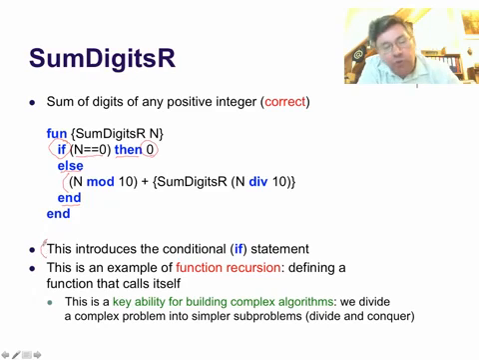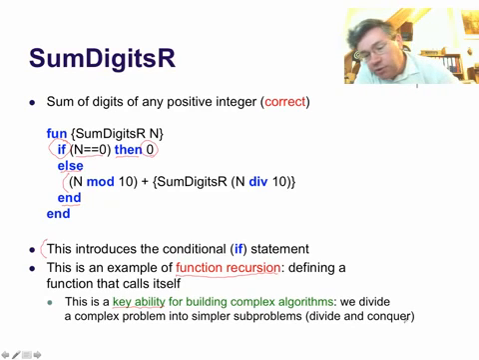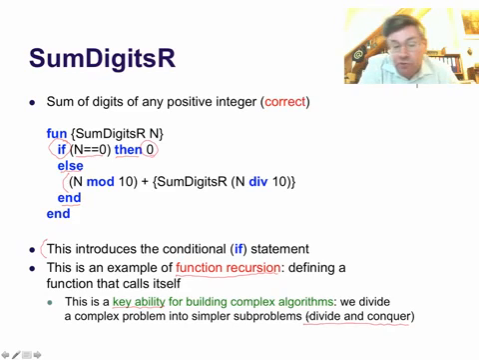So recursion with the conditional statement is enough. We now are able to calculate a complex function by going to smaller functions, and now we know how to stop. So this is function recursion. Function recursion is a very important concept. It's a key ability for building complex algorithms, because many complex algorithms and complex systems consist of smaller systems that are combined together. So we divide a complex problem into simpler subproblems. This is a technique called divide and conquer. So recursion is a very important general technique for that.